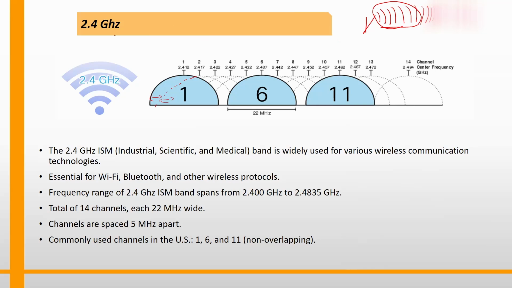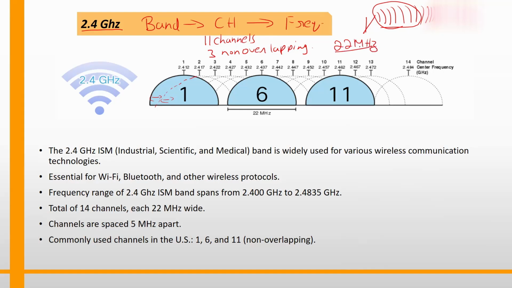In this process, we understood that 2.4 gigahertz is a band. A band is nothing but a collection of channels, and channels are nothing but a collection of frequencies. If you take 2.4 gigahertz, we have 11 channels. In that, 3 are non-overlapping channels. Why that is, we will see. And each channel is spaced at 22 megahertz wide. When I say 22 megahertz wide, what should come into your mind is the bandwidth.